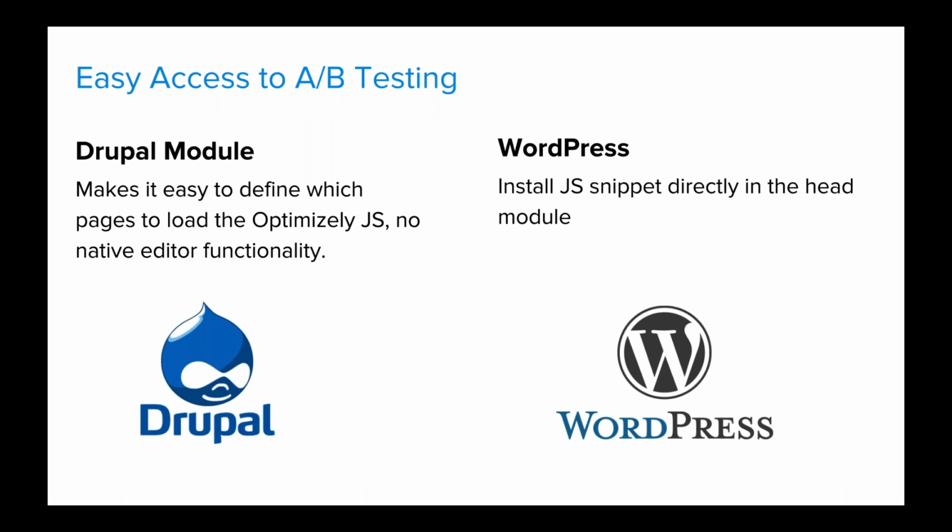Now bringing this back to Drupal and WordPress, to experiment on these platforms, we have a few different tools. For Drupal, there's a Drupal module, and the Drupal module acts as a manager. The manager allows you to control which pages include the Optimizely snippet and which pages don't. If you include the snippet on the page, you'll be able to run an experiment. So you can simply check and uncheck the pages that you want the snippet to load on. For WordPress, it works a little differently, in the sense that you need to install the JavaScript snippet directly into your HTML file.